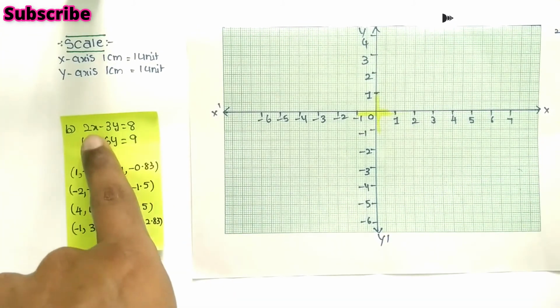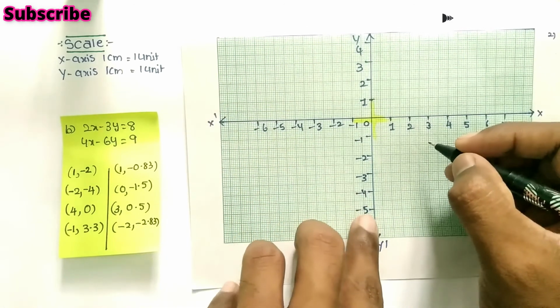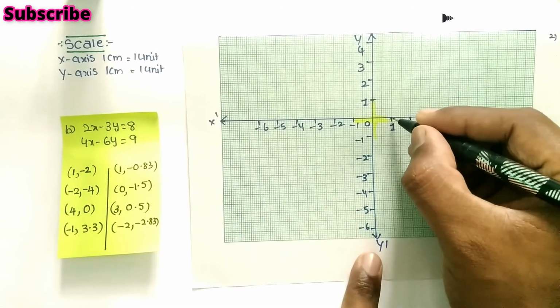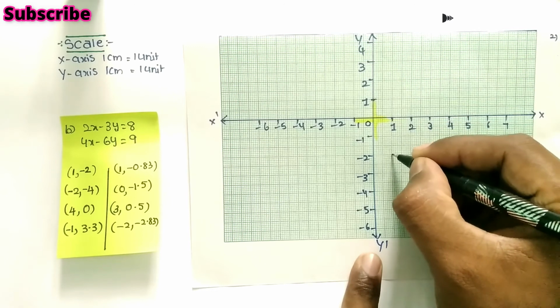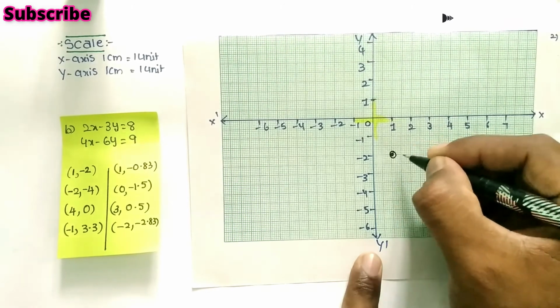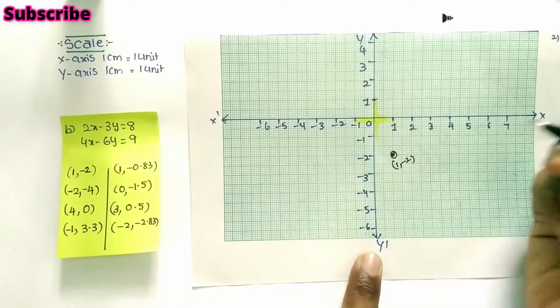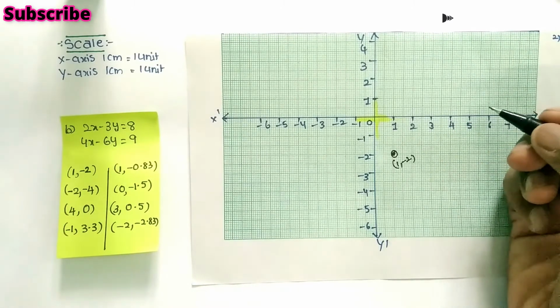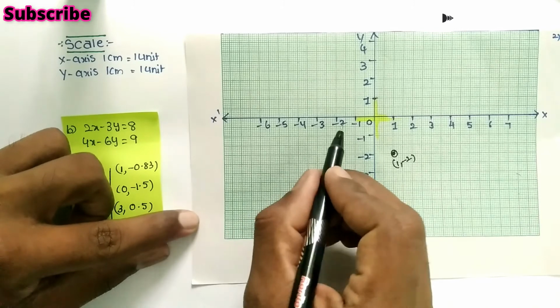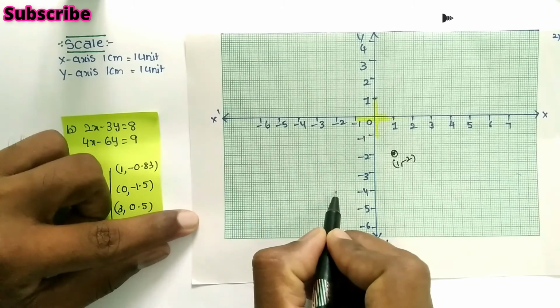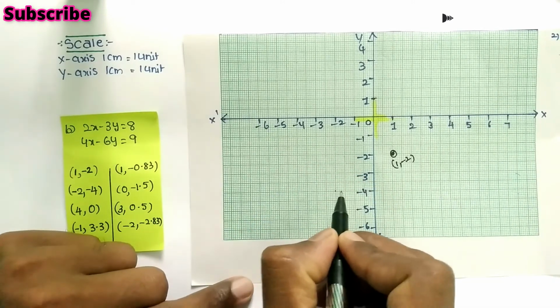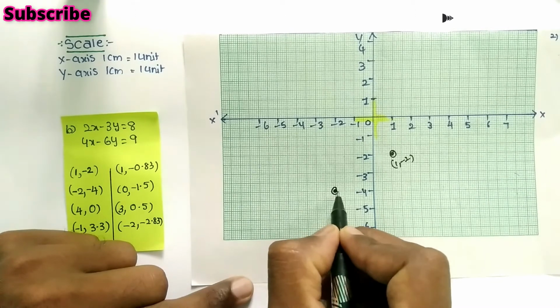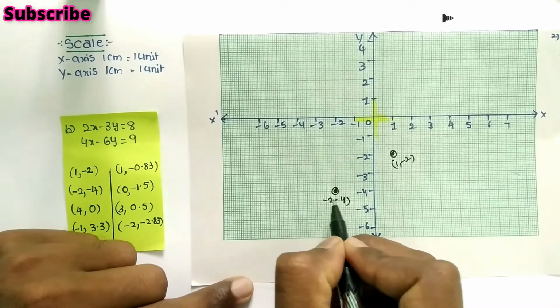So what are the points for the first equation? 1 comma minus 2. So from 1 on the x-axis, and minus 2 is here. So this point is 1 comma minus 2. So this is one point we have located. Then minus 2 comma minus 4. So where is minus 2? Minus 2 is from here, then minus 4 is here. So what is the point? This is the point minus 2 comma minus 4.